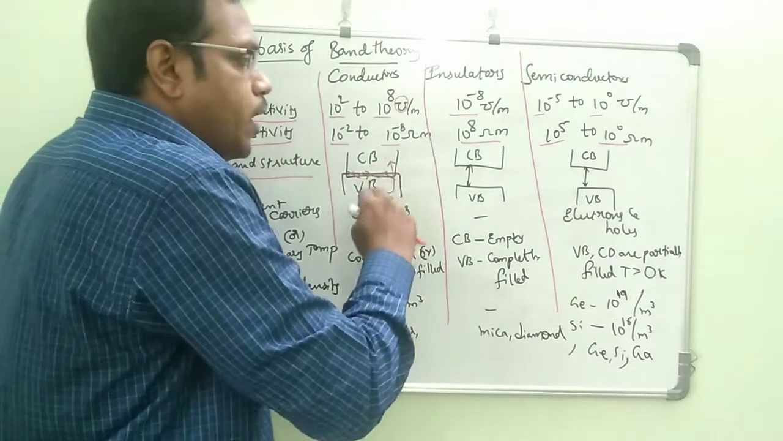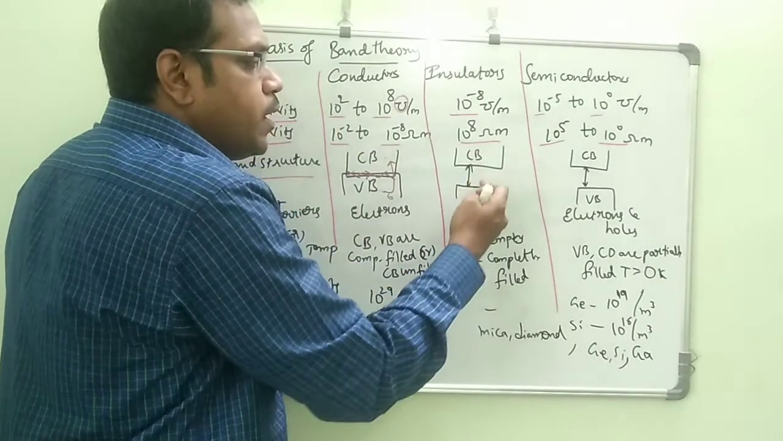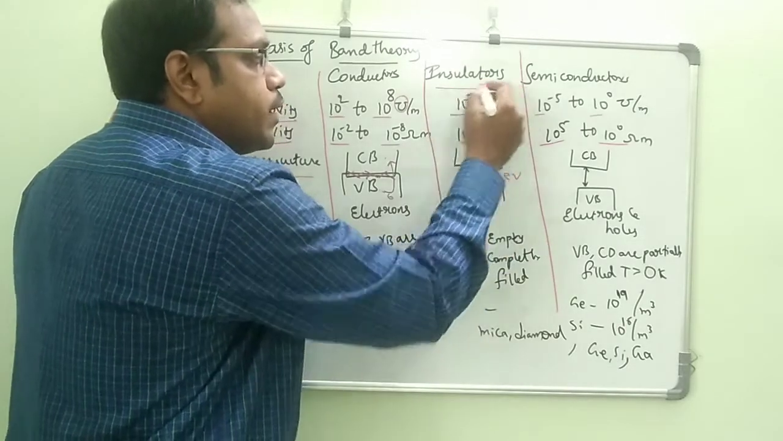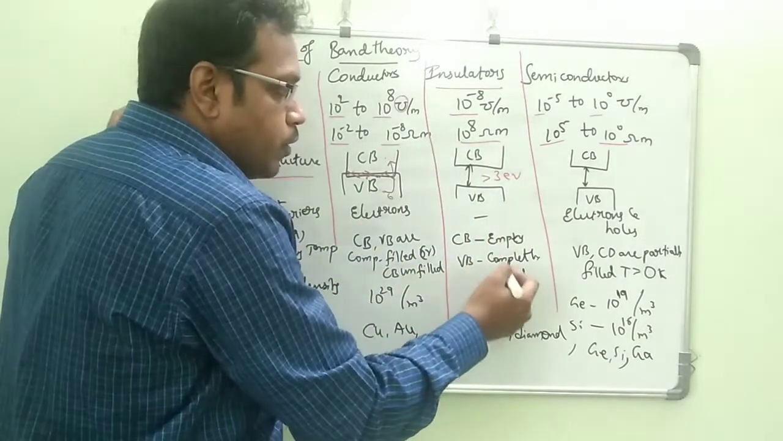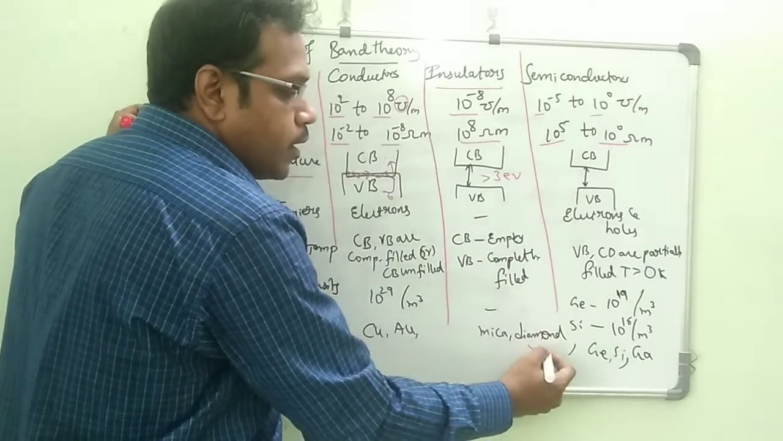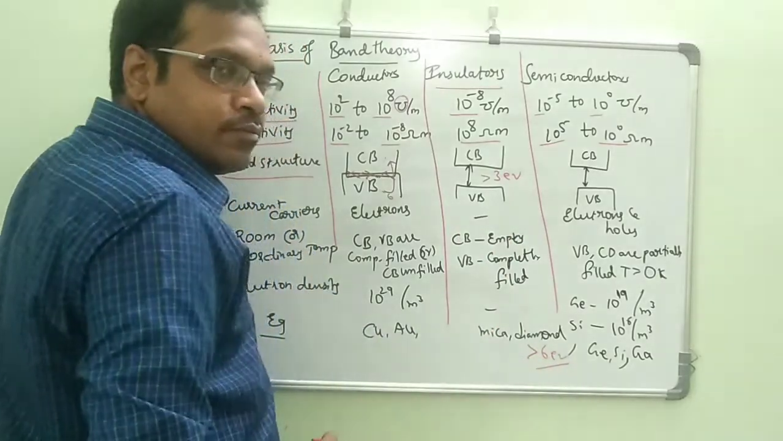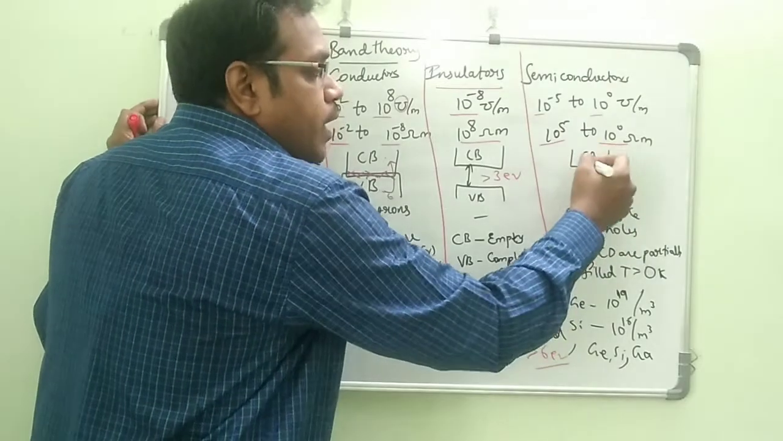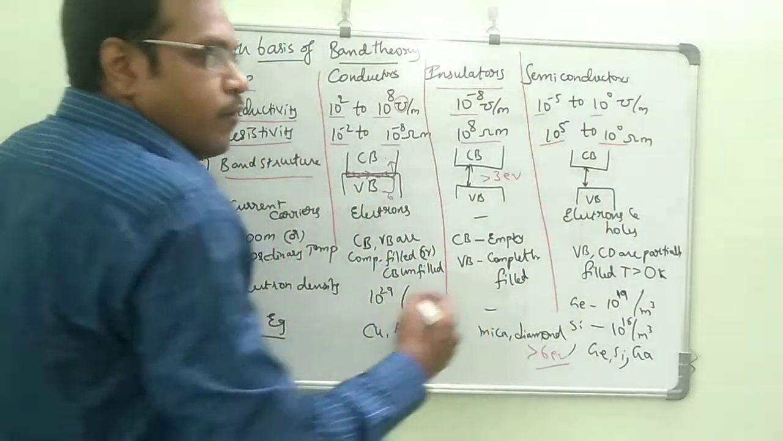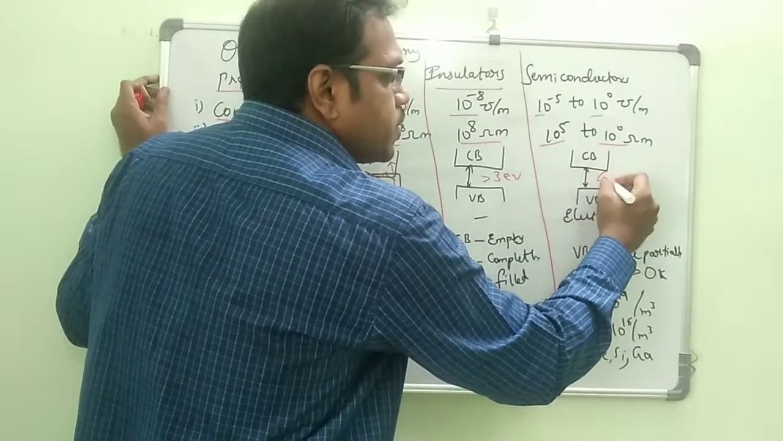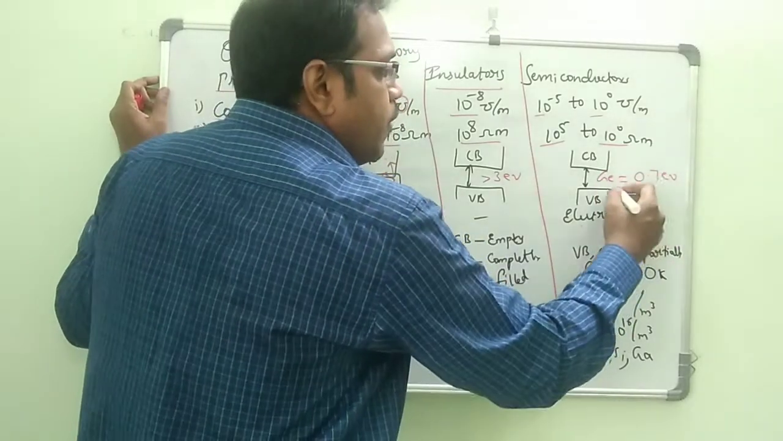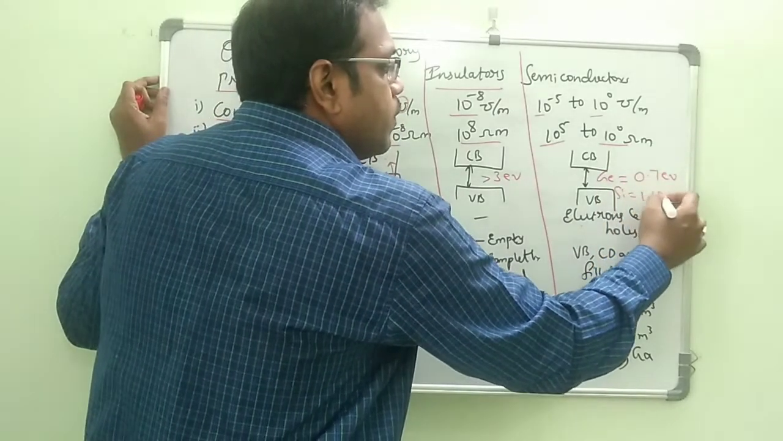Next, the gap between the conduction band and the valence band is greater than 3 electron volts for insulators. For diamond, it is greater than 6 electron volts. For semiconductors, the forbidden energy gap for germanium is 0.7 eV, and for silicon you will get 1.1 eV.